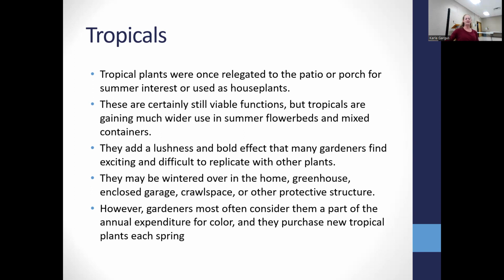I really don't like using insecticides, but insecticidal soap is something that's very common. You can use that, or you can wipe them down, clean them up, things like that.